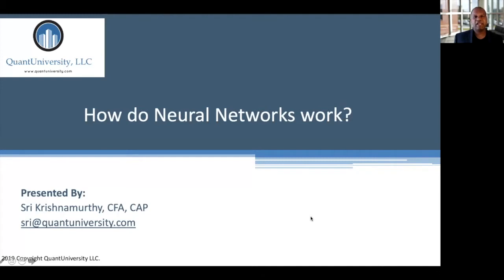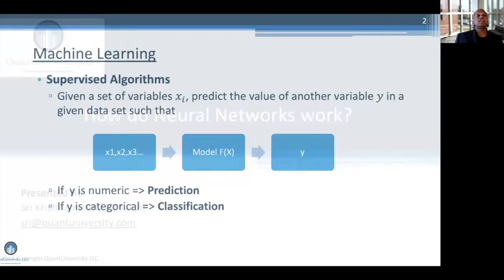Good morning, everybody. My name is Sri Krishnamurthy, and in this module, I'm going to talk about how neural networks work. So let's first understand the setting of a supervised learning problem.